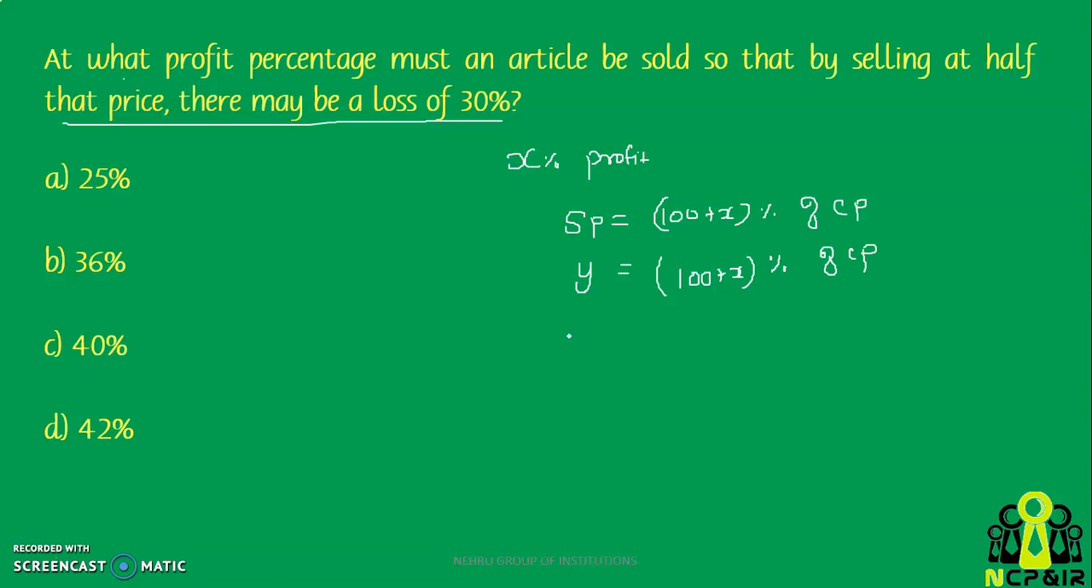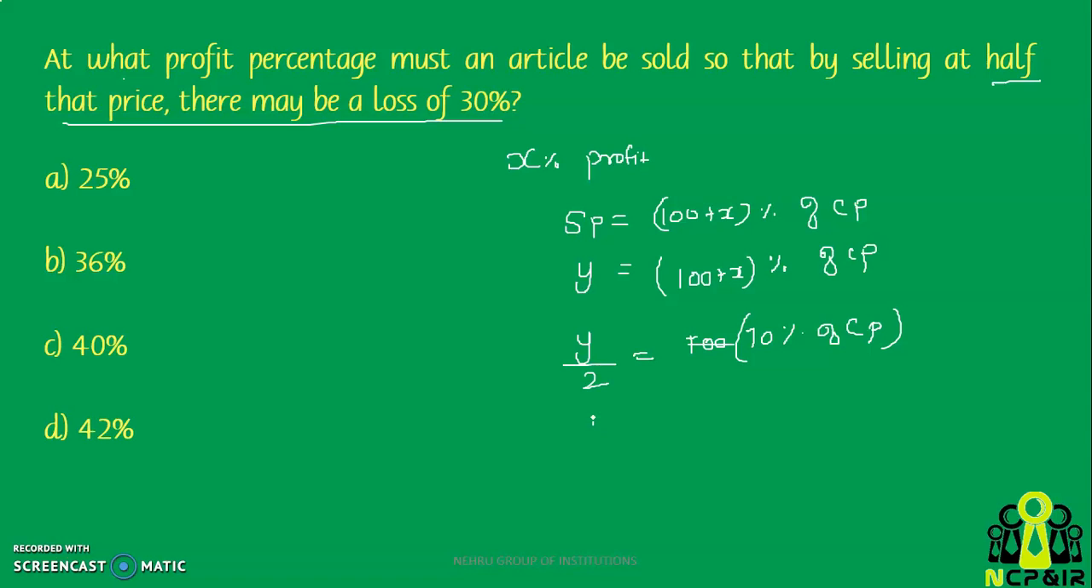Now when I sell this at Y by 2, half of the selling price, as given here, there may be a loss of 30%. So this Y by 2 will be 100 minus 30, that will be 70% of cost price. Y by 2 will be 70% of cost price. So then it means Y will be 140% of cost price.